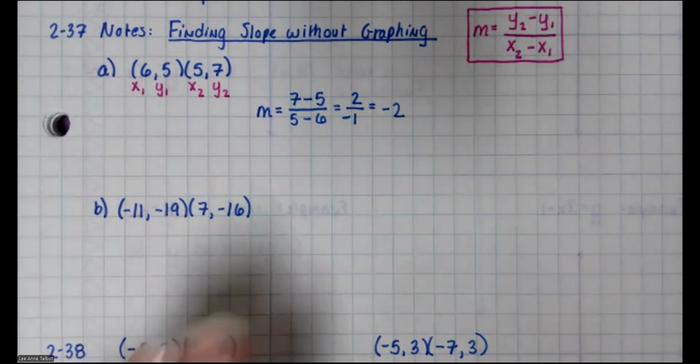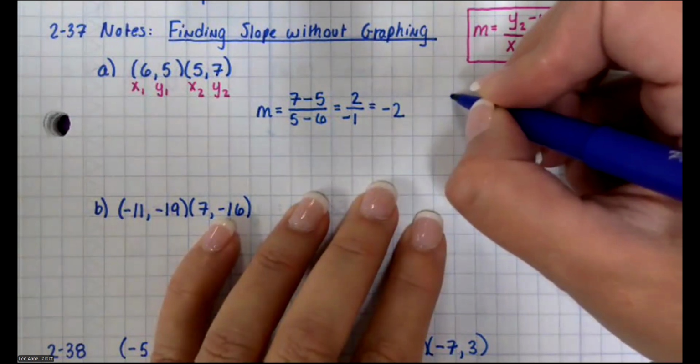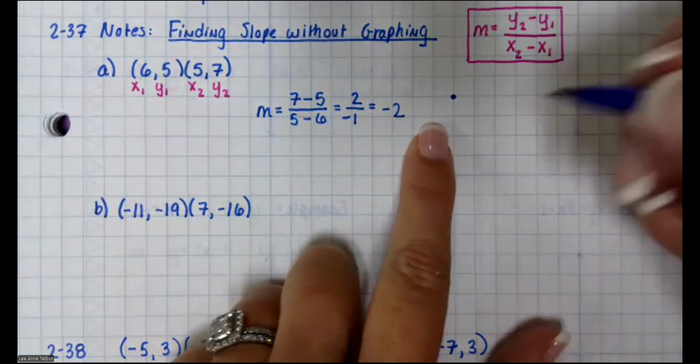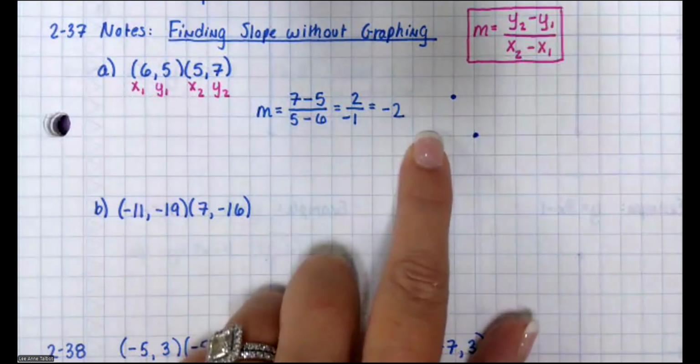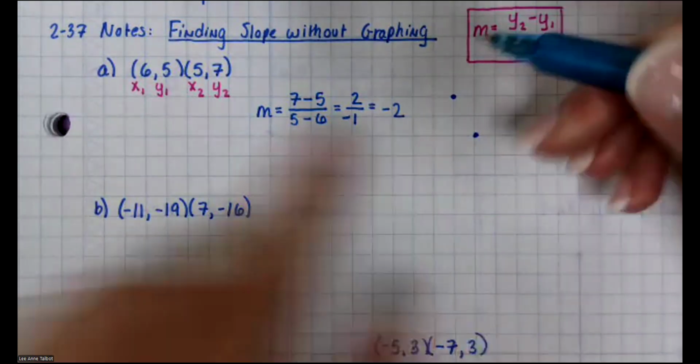Okay, what does a -2 slope look like? So just put a point somewhere on your graph paper. A -2 slope is down 2 over 1. So it will look like this.